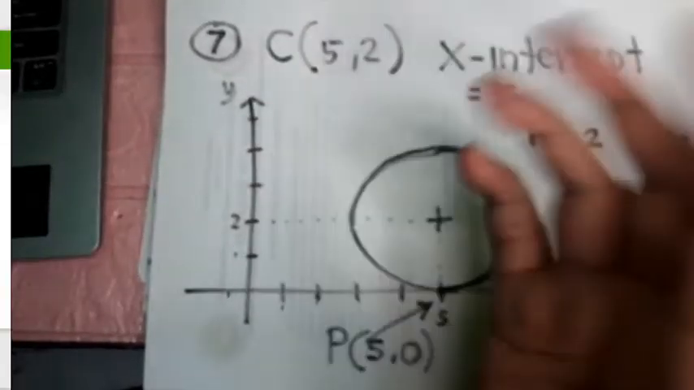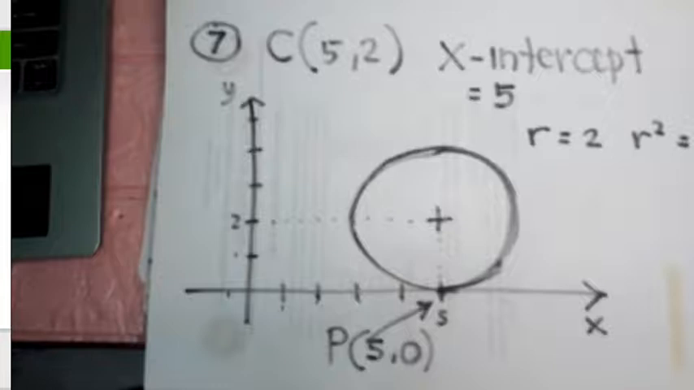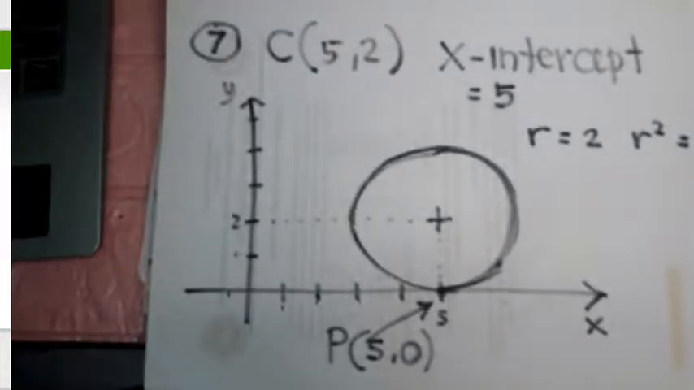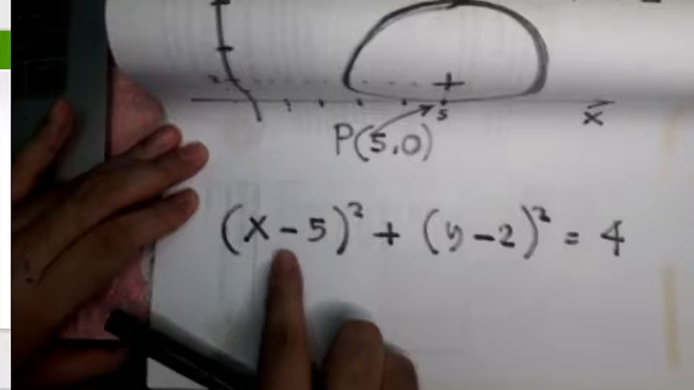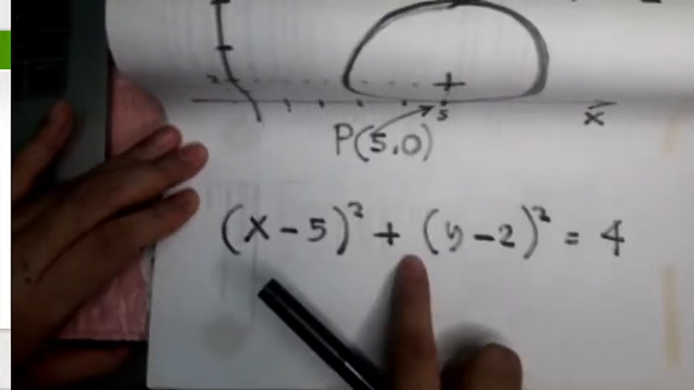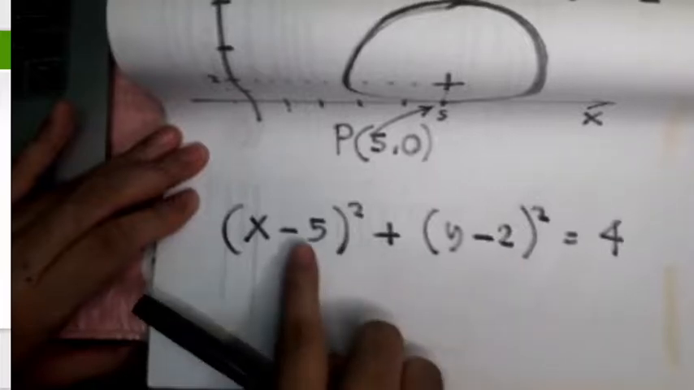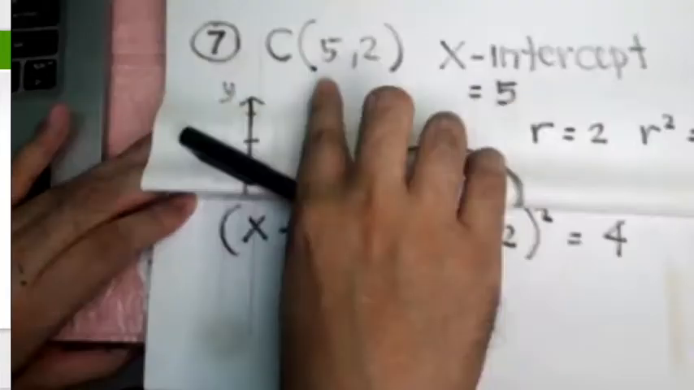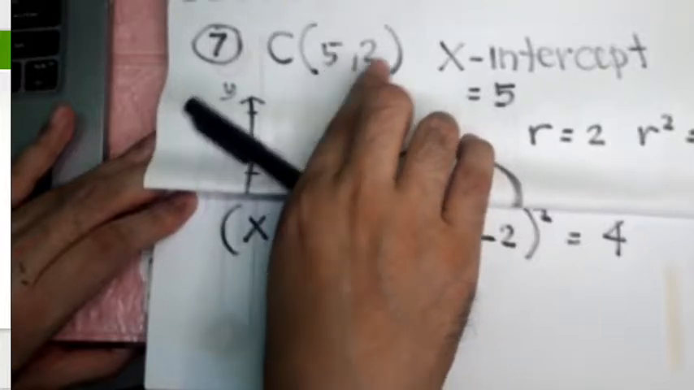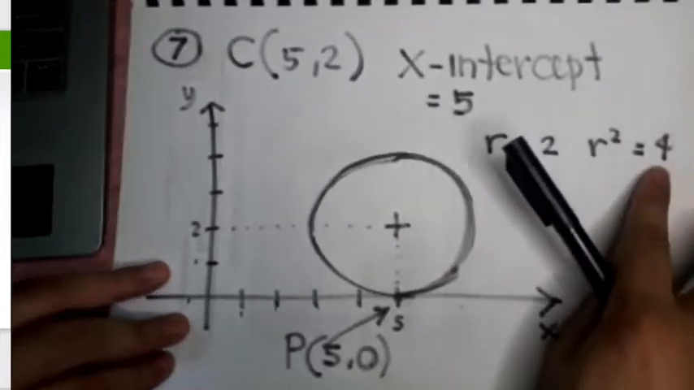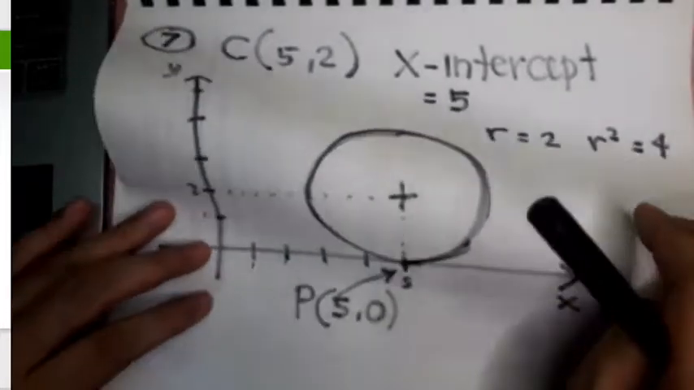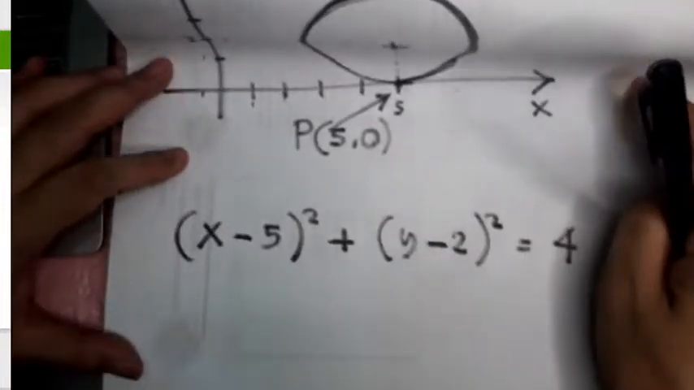I will just wait for the video because the audio is faster than the video. That is our technical problem actually. So this is our final answer, because we have h and k. Our h is 5, our k is 2, as we can show here, the center h, k. And we already solved r squared is equal to 4. Therefore, our answer for problem number 7 is this one.